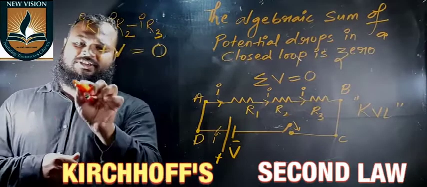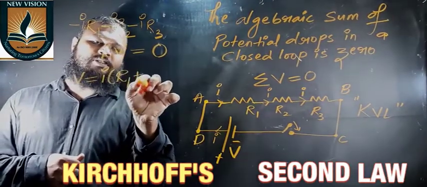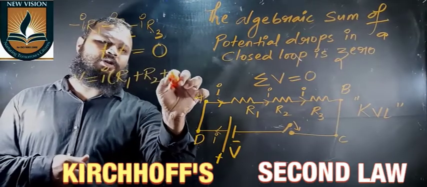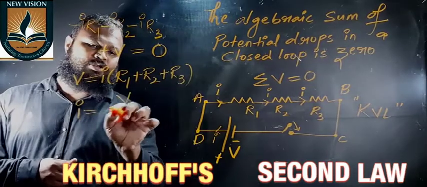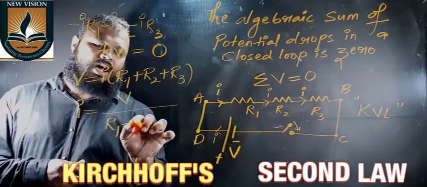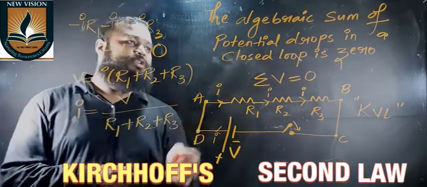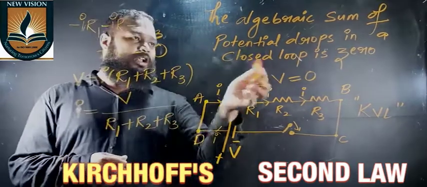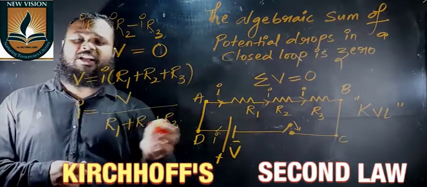Let's solve this equation. You get V is equal to I into R1 plus R2 plus R3, and the current I is equal to V upon R1 plus R2 plus R3. So using Kirchhoff's potential law or Kirchhoff's voltage law, you would be able to find out the current in the loop.